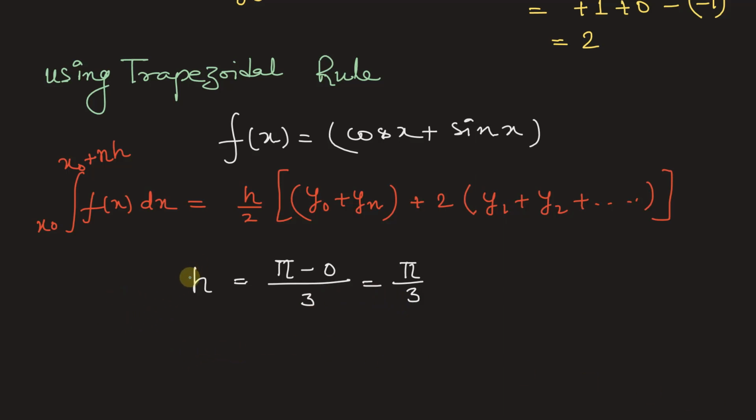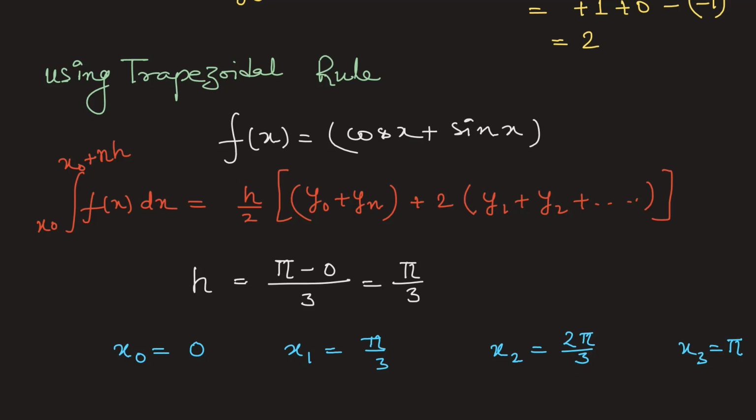Since the initial value or the lower limit is 0, we can write x naught is equal to 0, and h, the height of the interval, is pi by 3, so x1 will be equal to 0 plus pi by 3, which is pi by 3. x2 will be equal to pi by 3 plus pi by 3, which is 2 pi by 3. And finally x3 will be equal to 2 pi by 3 plus pi by 3, which is pi.